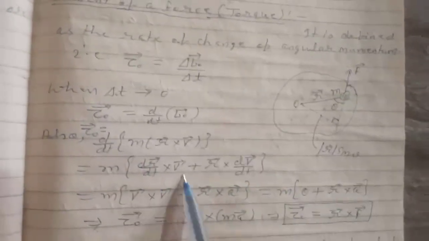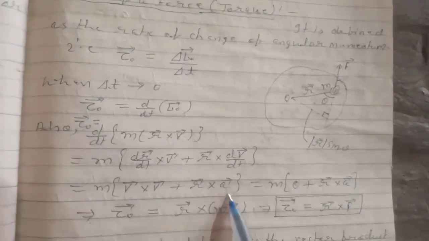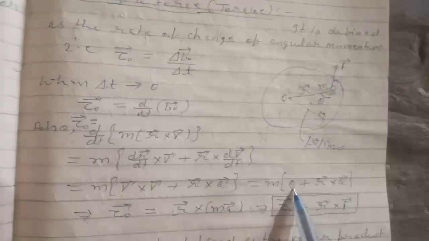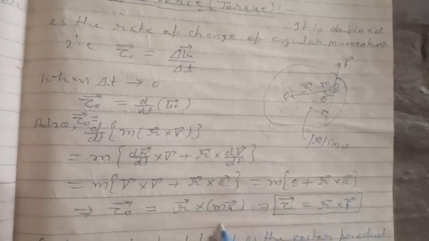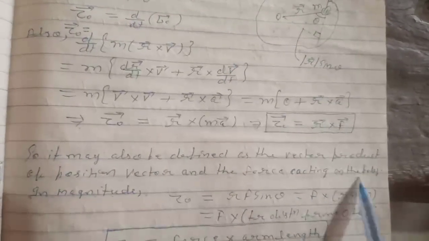Also tau 0 vector equal to d by dt of m into r cross v vector. So m into (dr by dt cross v plus r cross dv by dt), or m into (v cross v plus r cross a). Since v cross v equals 0, we get r cross a, or tau vector equal to r cross F vector. So it may also be defined as the vector product of the position vector and the force acting on the body.